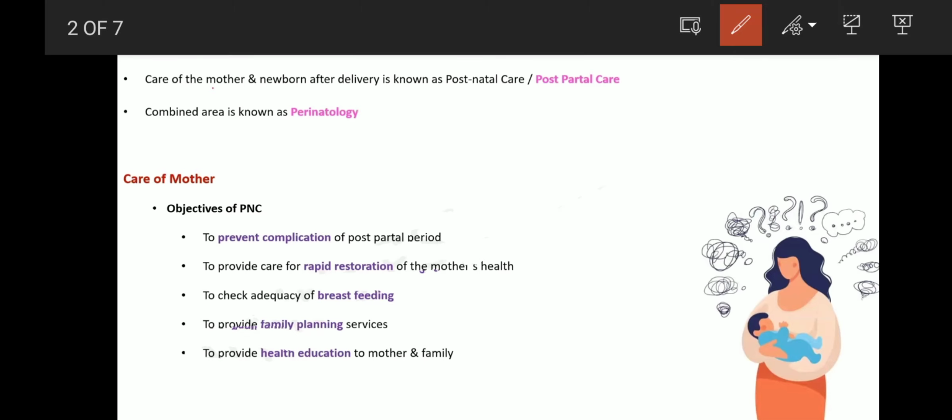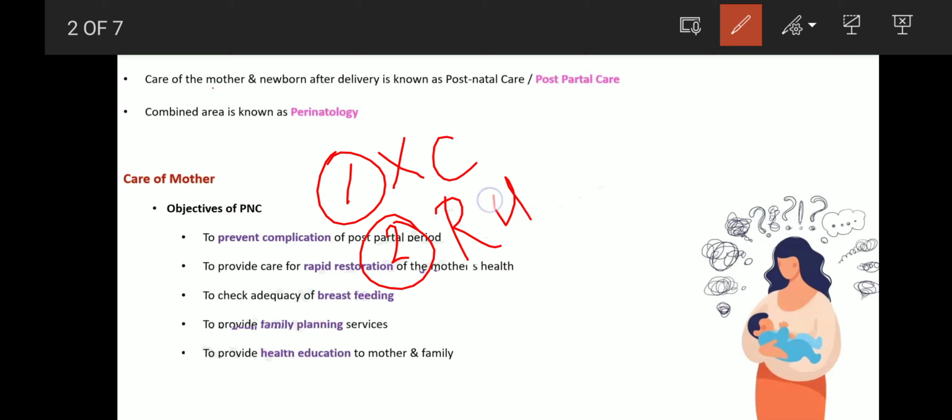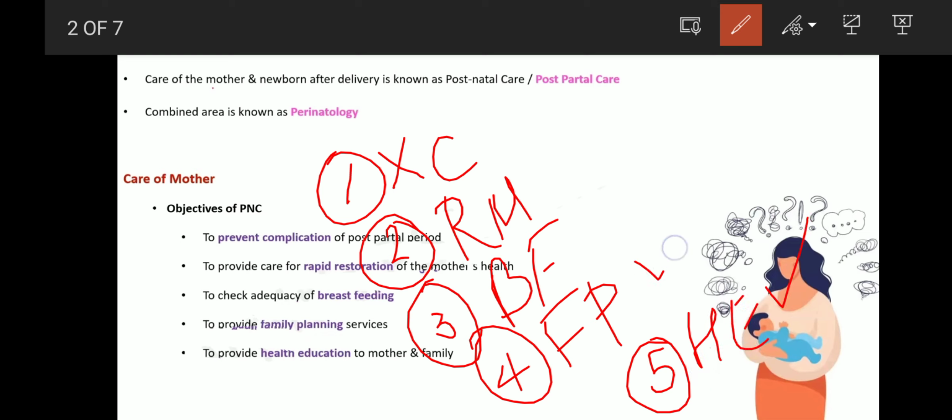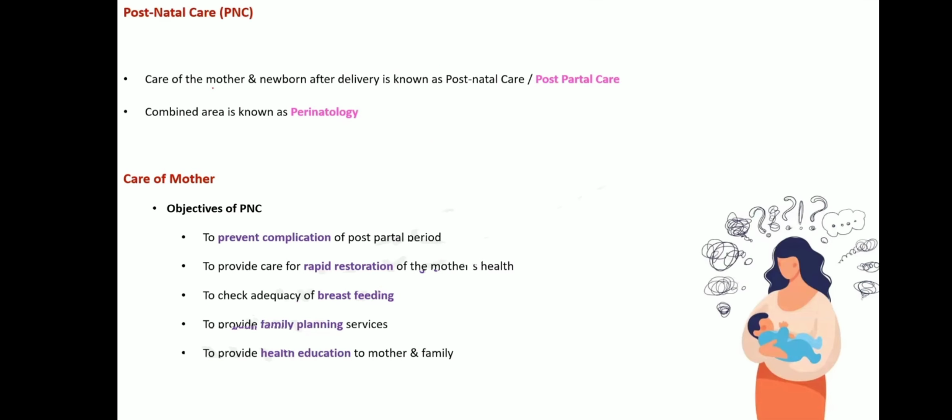Let us summarize what the objectives were. First, we have to prevent any complications from occurring. Second, restore the health. Third, check the adequacy of the breastfeeding. Fourth, provide the family planning services. Fifth, provide the health education. So health education and family planning services have to be provided, breastfeeding has to be checked, complications prevented, and health restored. Okay, 5 things.